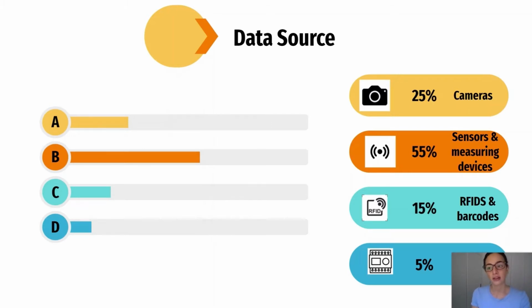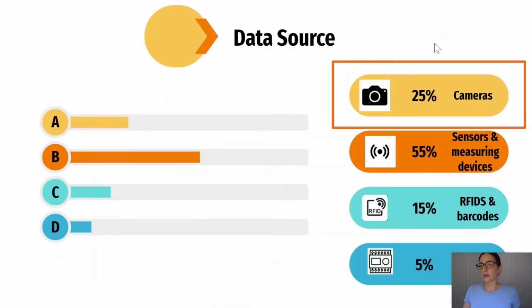And then RFID and barcodes are basically printed labels that store information about an item, which is usually a product, to track its location and state. And then 5%, I would say, of all the data sources are machine PLCs that are designed to receive signals from input devices such as sensors, and then use the inputs to control output devices such as switches. They can be considered mini computers that store data.